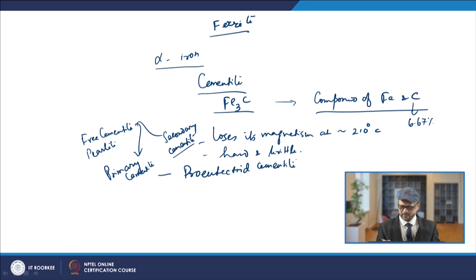So, it will be precipitated from the supersaturated solid state austenite, and that way. So, at the eutectoid point it will give you the pearlite, completely pearlite structure. So, before that, from austenite it will be formed.